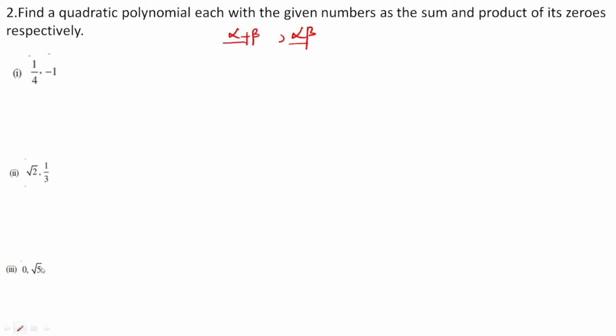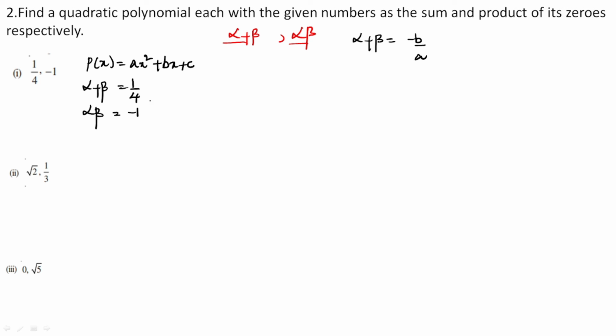So the sum of the roots is given as 1 upon 4 and the product of the roots is minus 1. We consider the general form of a polynomial expression, that is ax square plus bx plus c. So according to the general relation, alpha plus beta is always equal to minus b by a, that is, the negative of the coefficient of x divided by the coefficient of x square.